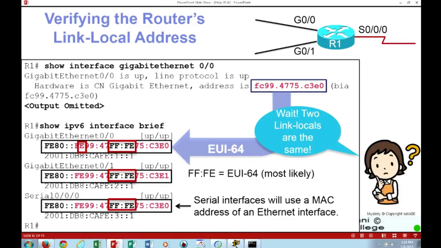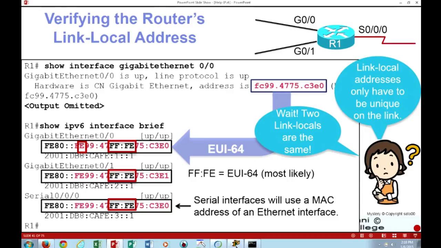What about these two link local addresses? They're identical. Is that a problem? No, it shouldn't be. Link local addresses only have to be unique on the link. They don't go off the link.